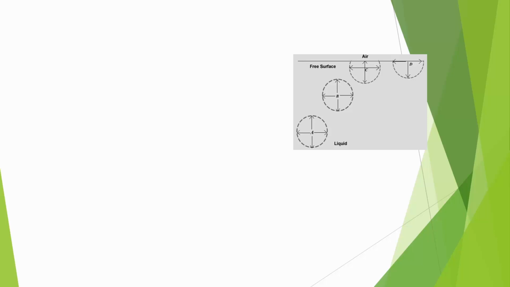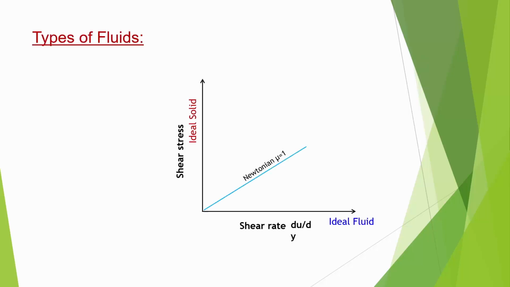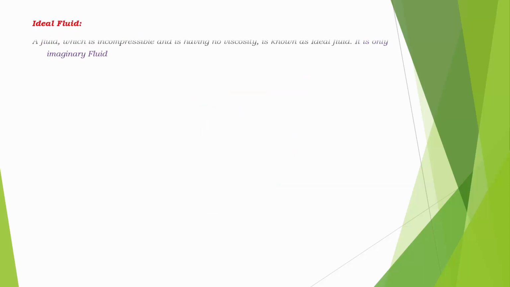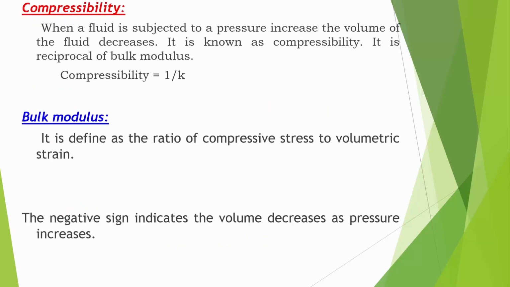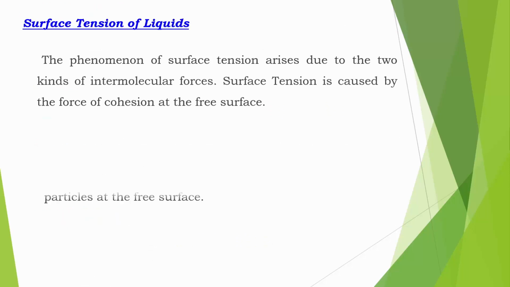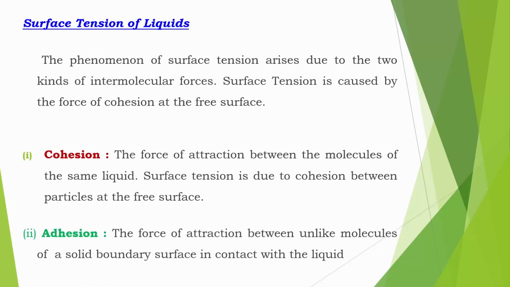So surface tension. As we have already discussed about cohesion and adhesion, when you have a fluid, there will be two types of forces. One is a cohesive force and the other is an adhesive force. The cohesive force is the force between like material.